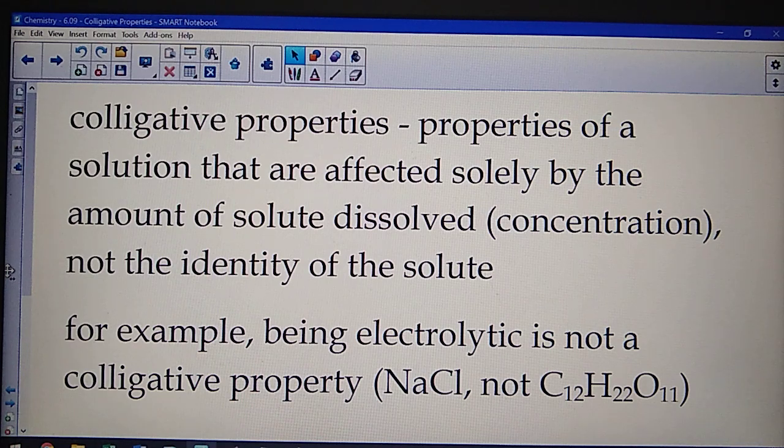Dumping in more of a solute that's an electrolyte will affect the amount of current that a solution can conduct. However, being electrolytic is not a colligative property because it does matter what you dissolve. If I put in salt, I'll be able to conduct electricity, but if I put in sugar, I won't. So being electrolytic is not colligative. Colligative properties are based solely on how much is dissolved, not what is dissolved. How much, not what.